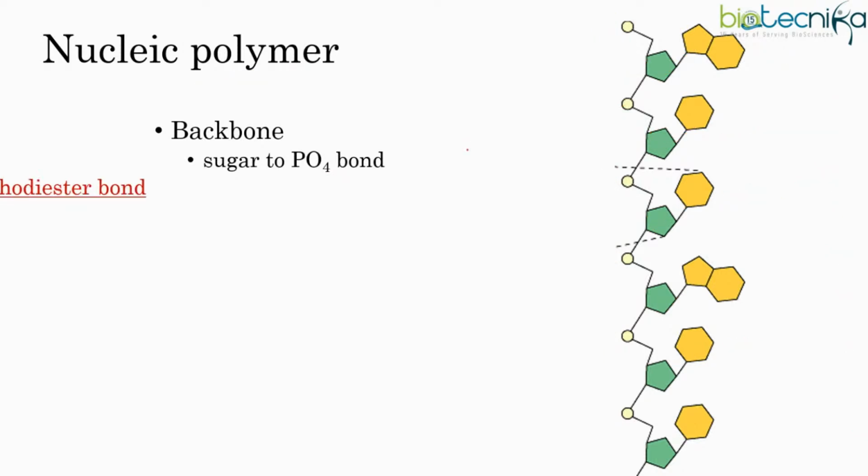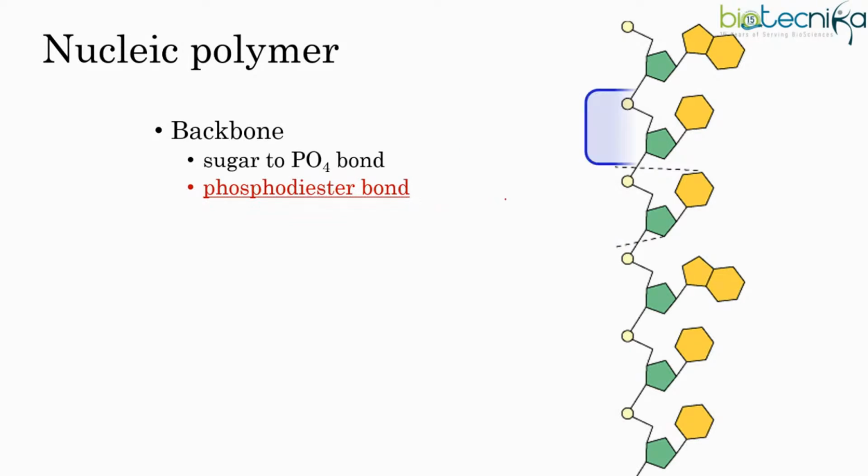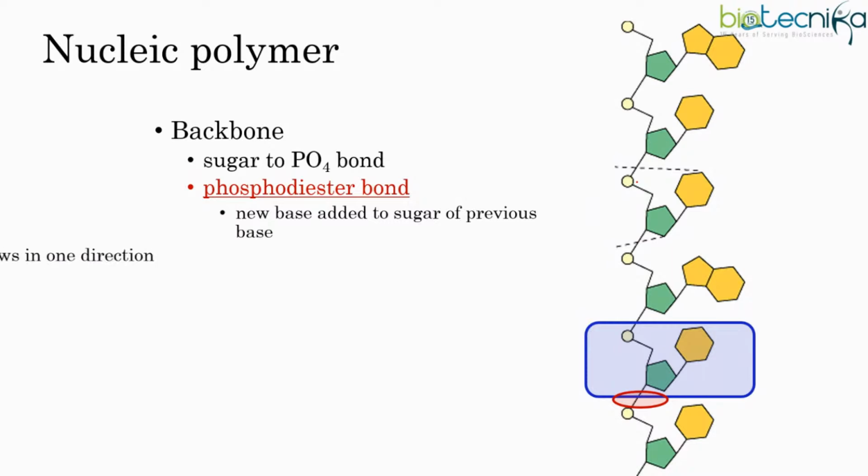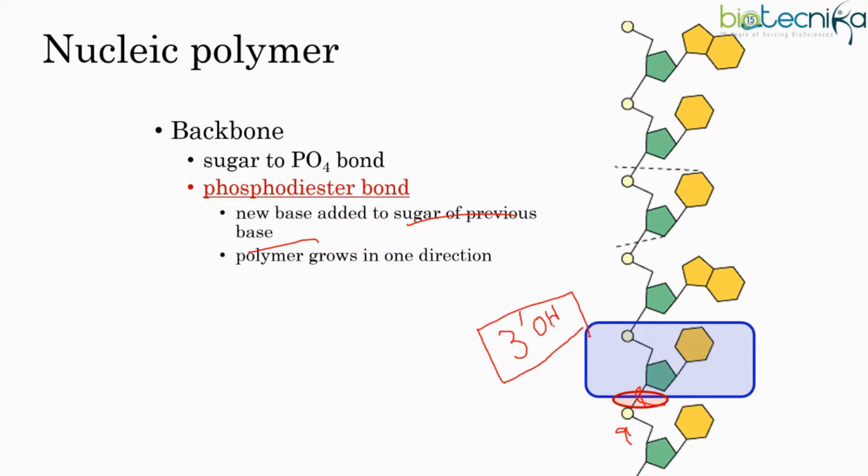Got it? So what is this connection? As I told you, between two nucleotides you will have a phosphodiester bond. This is one nucleotide, this is another nucleotide. Between these two is the phosphodiester bond. Again phosphodiester, like that. So the new base is added to the sugar of the previous base. The attachment of a new nucleotide needs a free 3' OH end. Without a free 3' OH end, the nucleophilic attack cannot take place and it cannot attach. The polymer always grows in one direction, with attachment towards the 3' end.